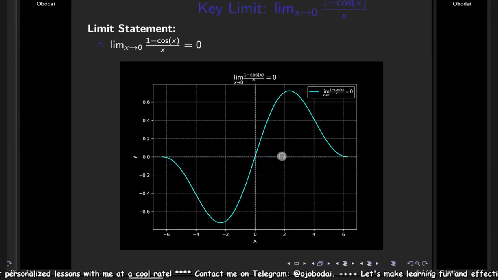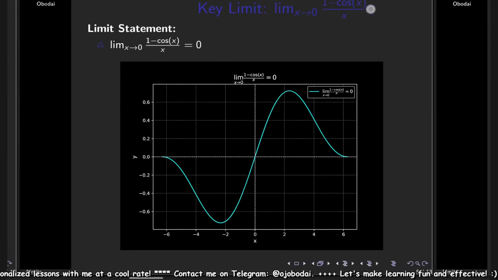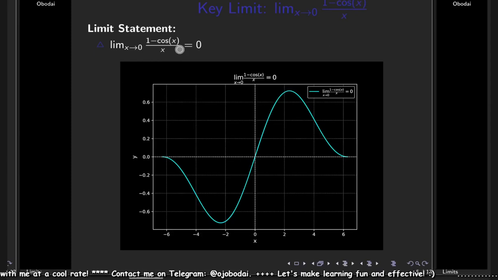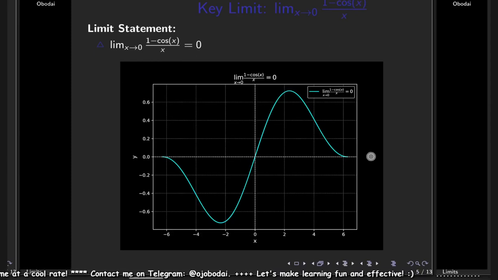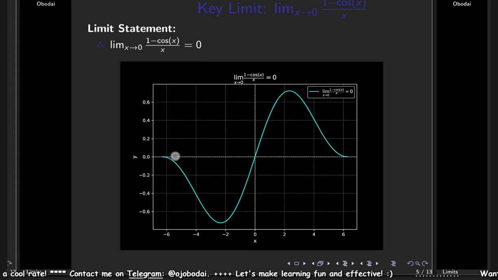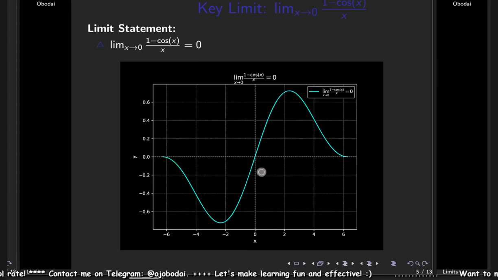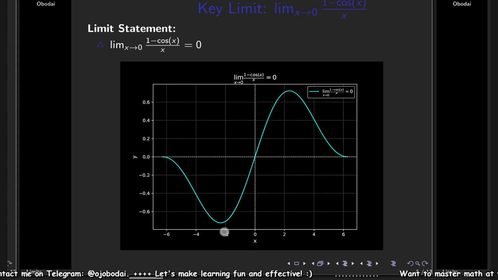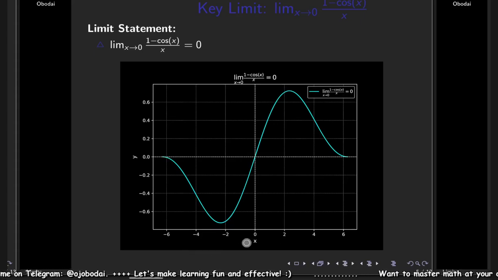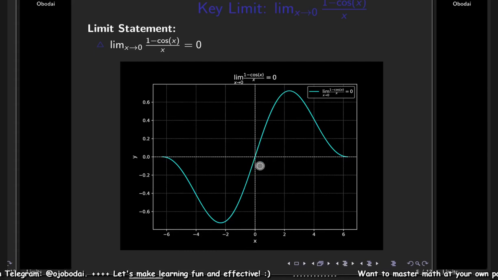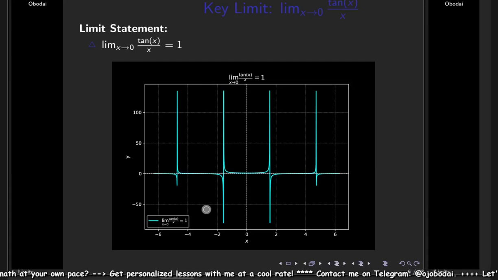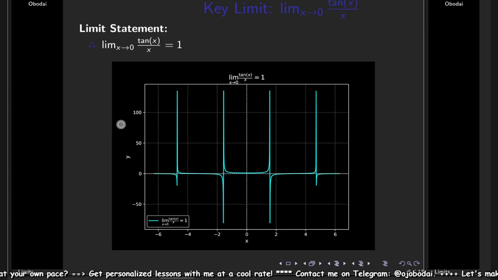The next one here is the limit of 1 minus cos x all over x, as x approaches 0. This is the graph of 1 minus cos x all over x. As x approaches 0, as you can see, its corresponding value is 0. So as x approaches 0, both from the right and the left hand side, we get a value of 0. That is fine.